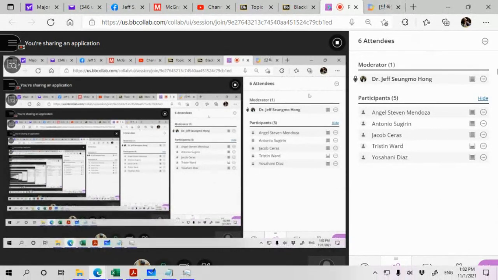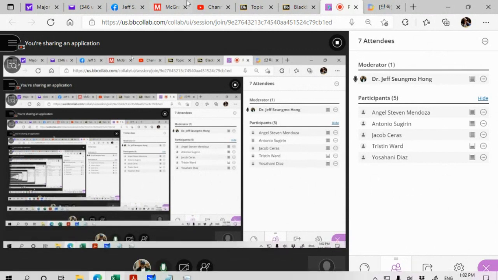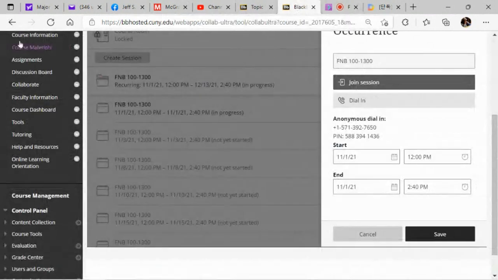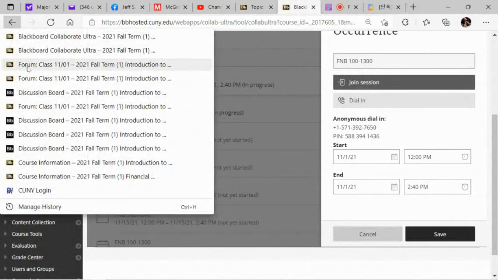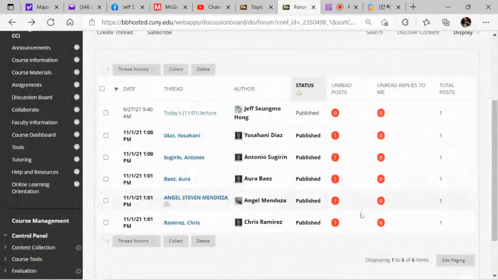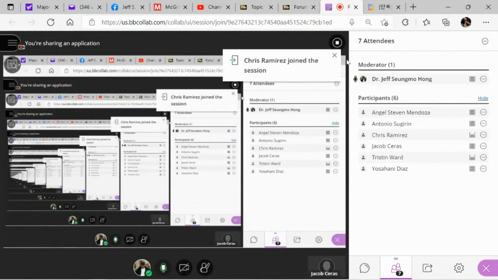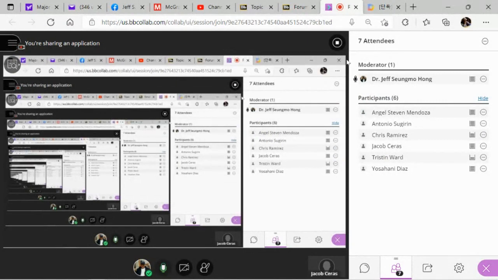All right, so we have 5 people in the Collaborate session. Let me just quickly check how many people are in the discussion board. Yeah, it looks like I have 5 people. So I have a matching number of people in both Collaborate and the discussion board.